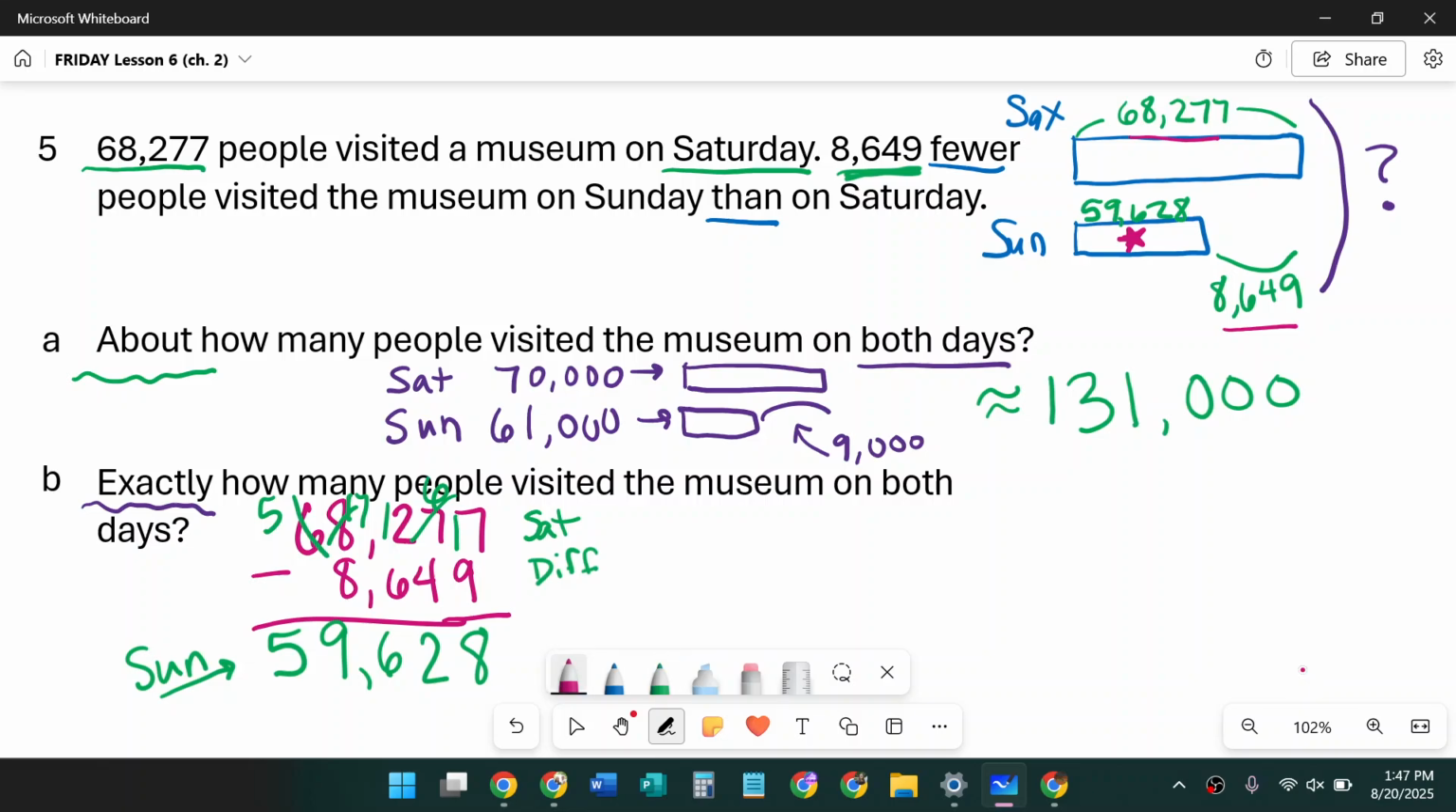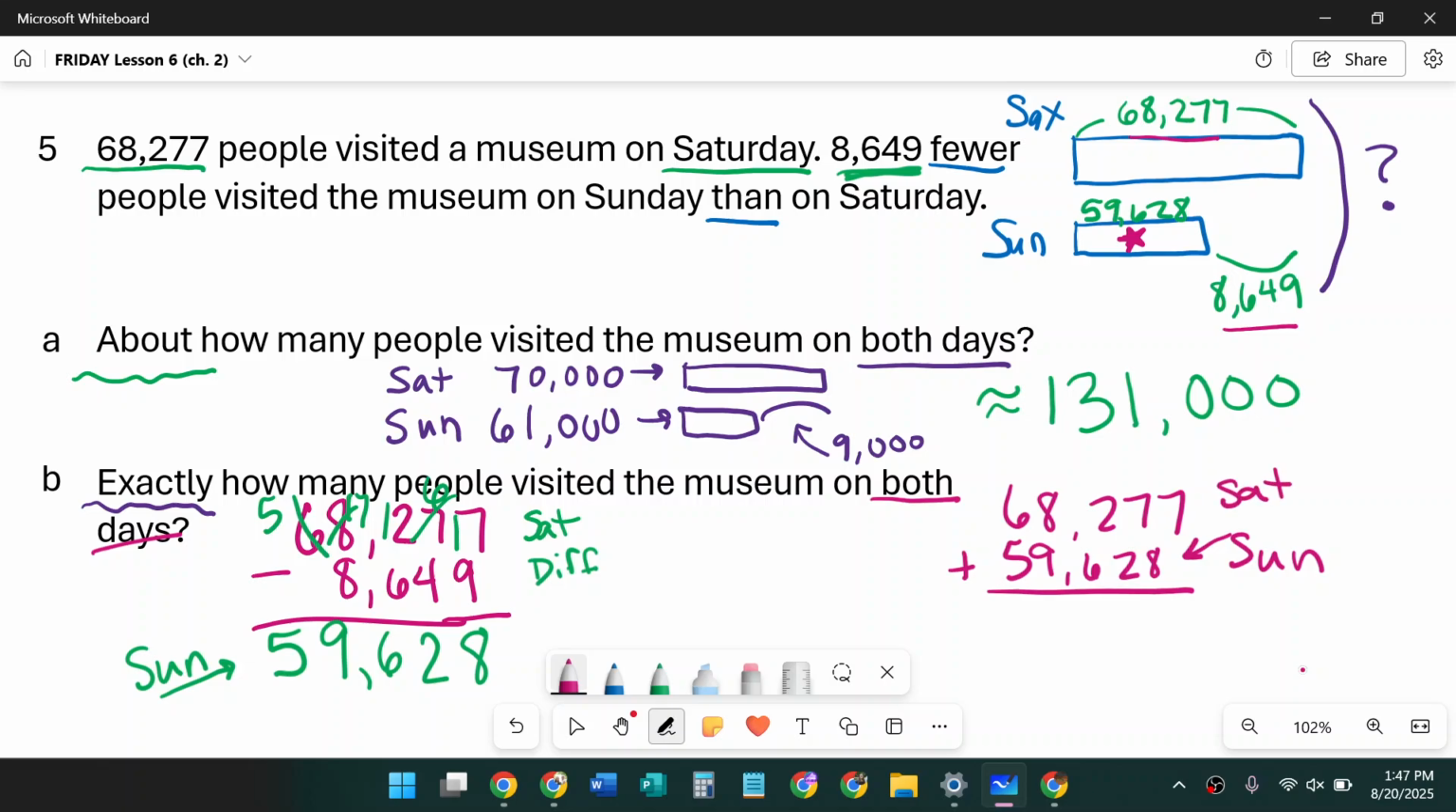So now to find the exact number who visited on both days, the people that visited, I need to add the Saturday number and the Sunday number. And you can see how close this number, the Sunday number, is to our estimate over here. It's not too far off. All right, so 7 plus 8 is 15. 1 plus 7 is 8, plus 2 makes 10. 2 plus 6 is 8, plus 1 makes 9. 8 plus 9 makes 17. 5 plus 1 makes 6, and another 6 makes 12.